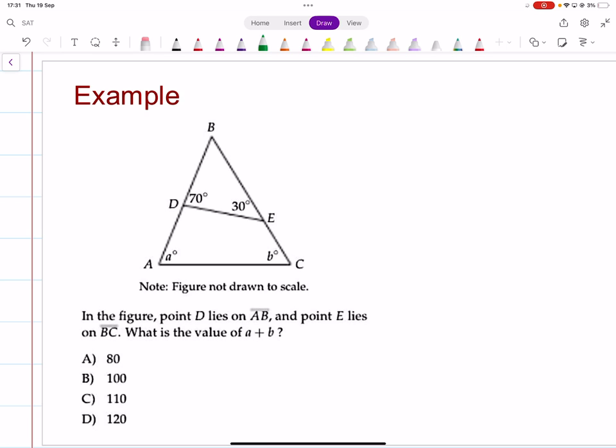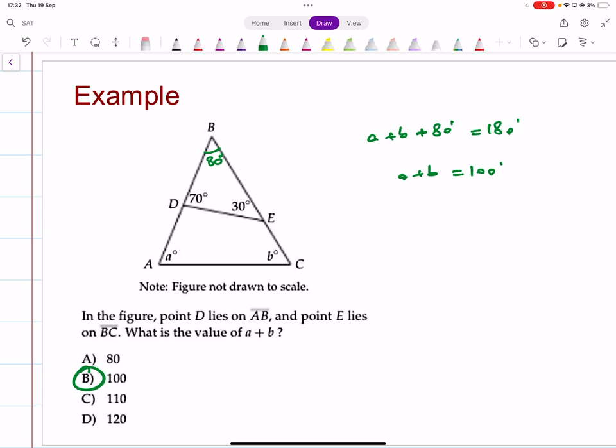Okay. In the figure, point D lies on AB and point E lies on BC. What's the value of A plus B? This is not that difficult. Pretty straightforward. A plus B. 100. If this is 70, what about this? This is 80. ABC, the bigger triangle, the sum of angles in that is supposed to be 180. So A plus B is indeed 100.